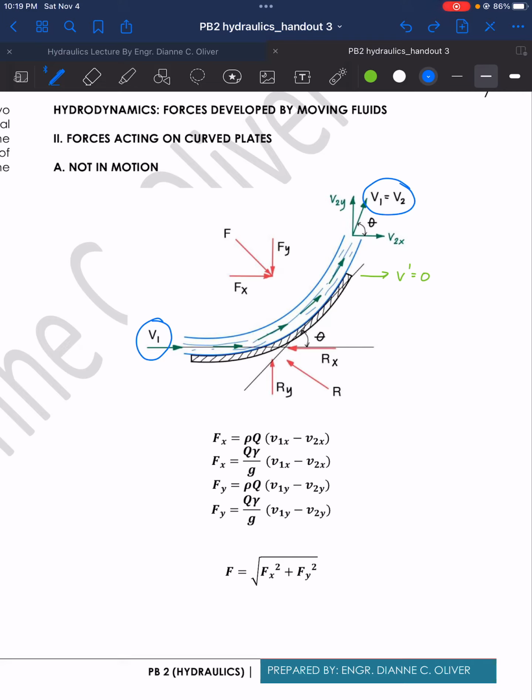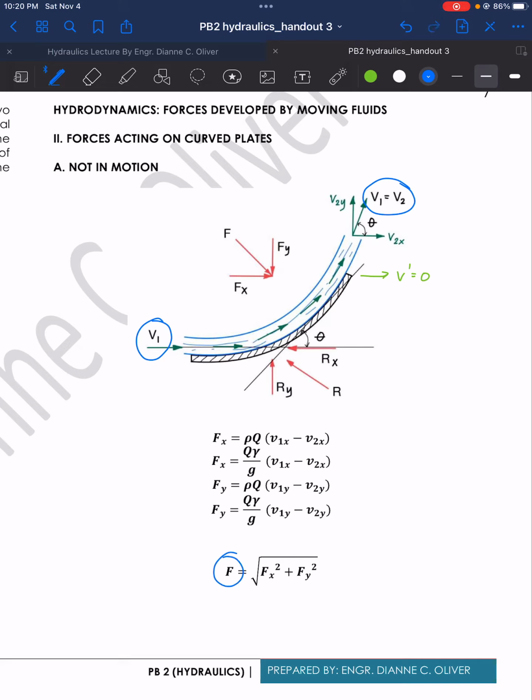Now for Fx, the other formula is Q, the unit weight of the liquid divided by the acceleration of gravity, times the x component of the initial velocity minus the x component of the final velocity. As for Fy, that is equal to the density of the fluid times Q times the y component of the initial velocity minus the y component of the final velocity. Another formula for Fy is Q gamma over g times V1y minus V2y.